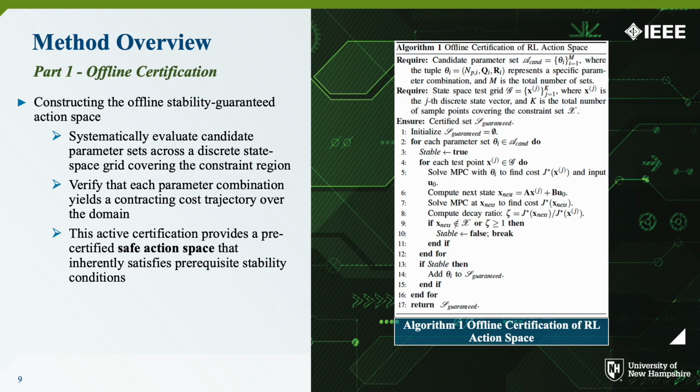First is the offline certification outlined in Algorithm 1. Before the system even goes online, we systematically evaluate candidate parameter sets across a discrete grid covering our state space constraints. We verify that each parameter combination yields a contracting cost trajectory over the domain. By doing this, we actively construct a stability-guaranteed action space. The RL agent is only allowed to select actions from the pre-certified library.